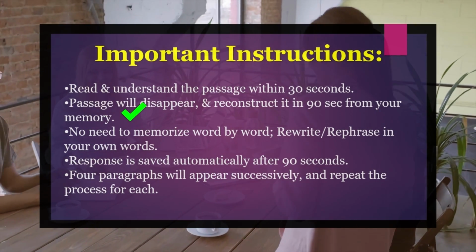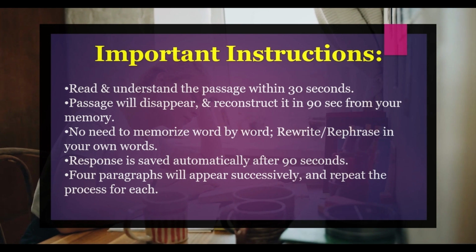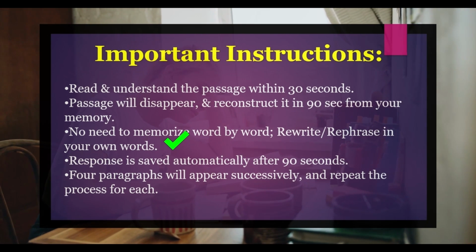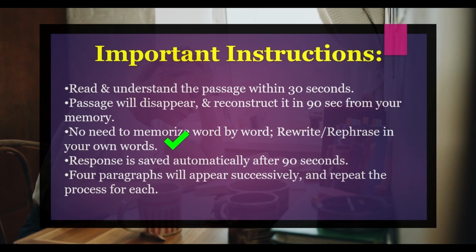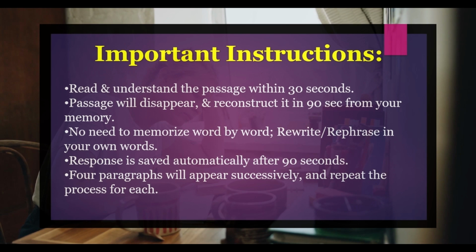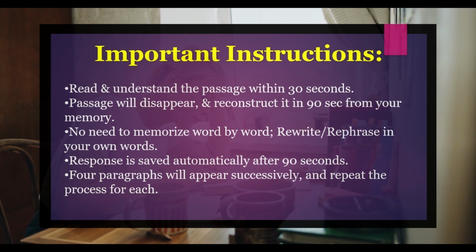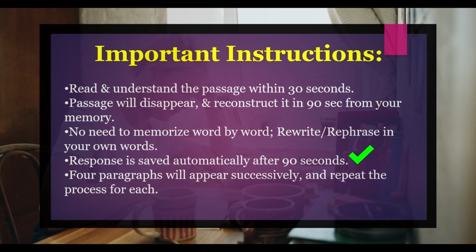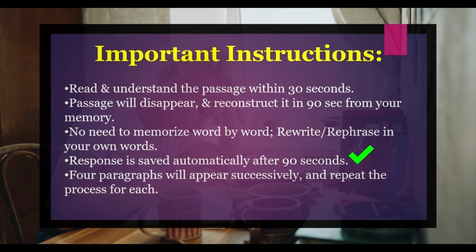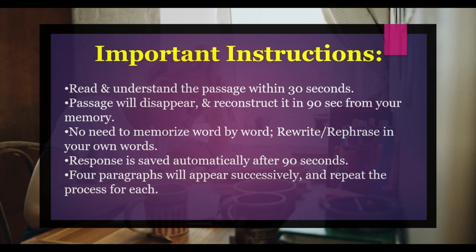Here you will have 90 seconds to retype the entire passage from your memory, as the passage will disappear and nothing would be there on the screen. Your task is to reconstruct the passage in your own words and type it within 90 seconds. Point to be noted, you don't need to memorize the passage word by word. You can rewrite it in your own words. After 90 seconds, your response will be saved automatically and you will get another passage on your screen. Repeat the same process for each passage.